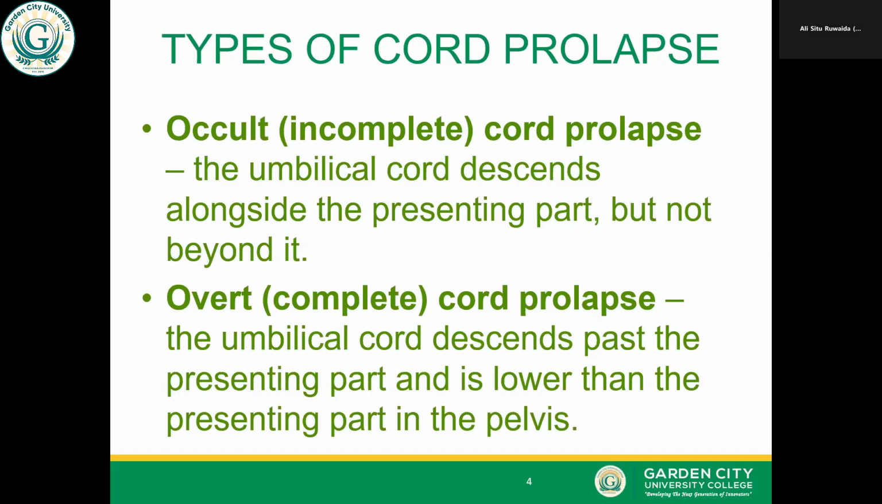And then when you look at the overt cord prolapse, the umbilical cord descends past the presenting part and is lower than the presenting part in the pelvis. So in that one, the cord will be leading the presenting part, be it breech or the head, whichever part is presenting, the cord will lead it. So in the occult, it comes alongside the presenting part, and in the overt, the cord leads the presenting part.